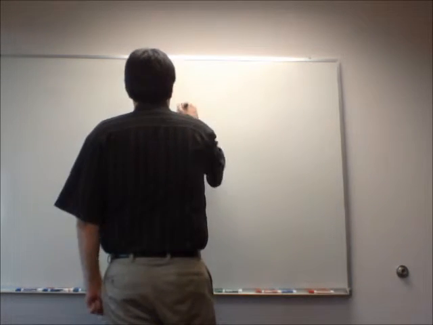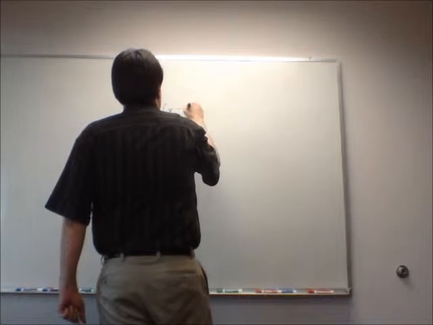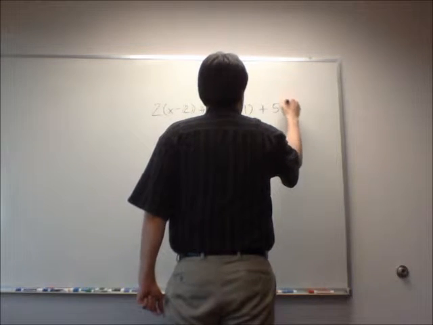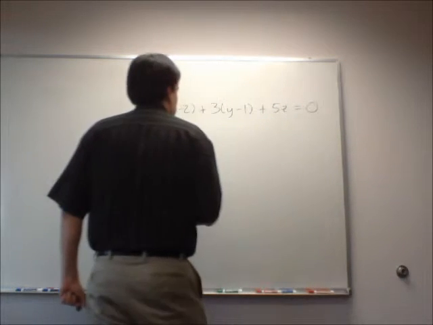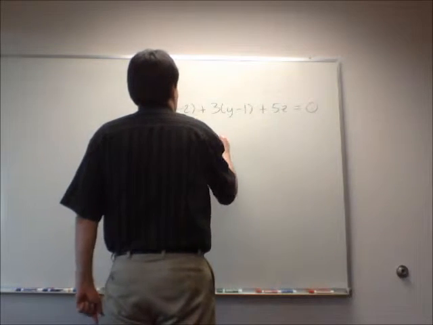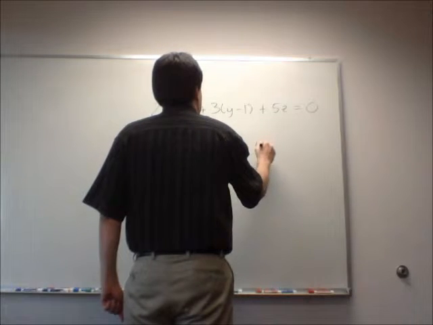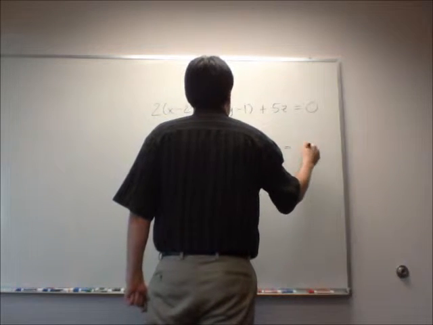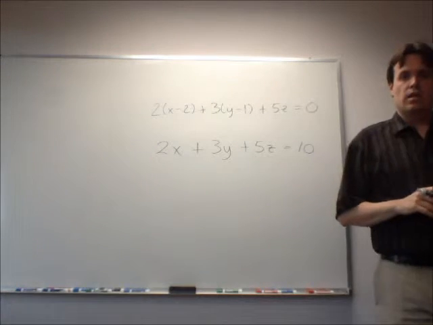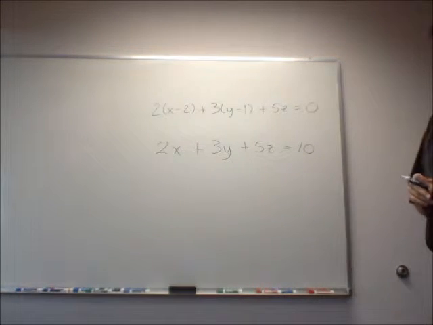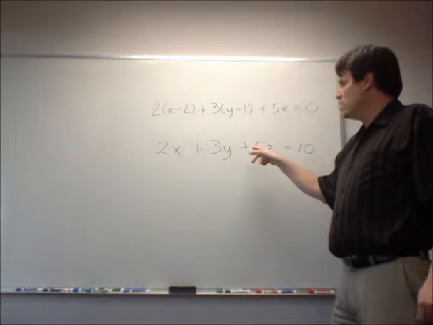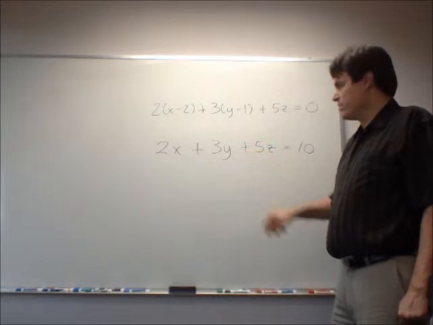I'm going to write down two plane equations. 2(x - 2) + 3(y - 1) + 5z = 0. And then a second plane equation, 2x + 3y + 5z = 10. And we're going to investigate whether these two planes intersect or not. Now, in this case, I was very deliberate in putting up two equations for planes that have the same normal vector.